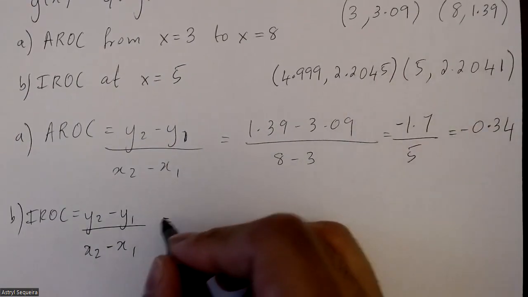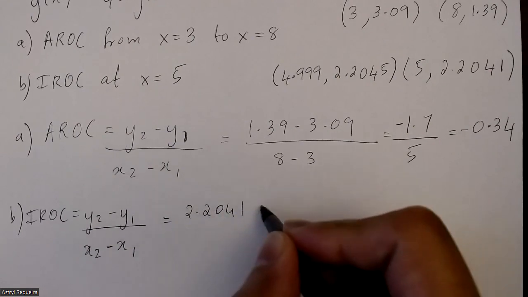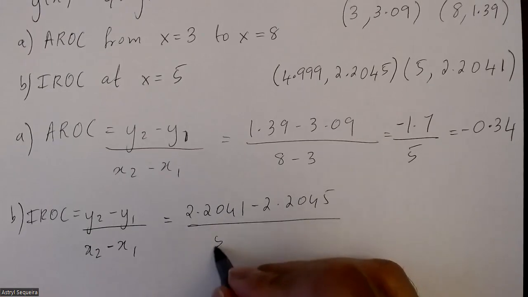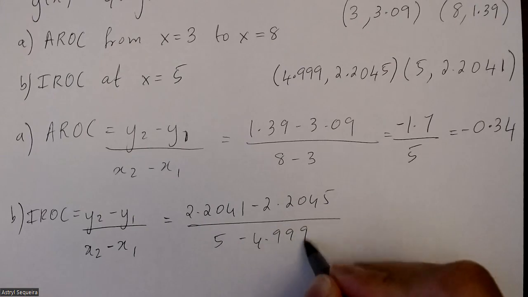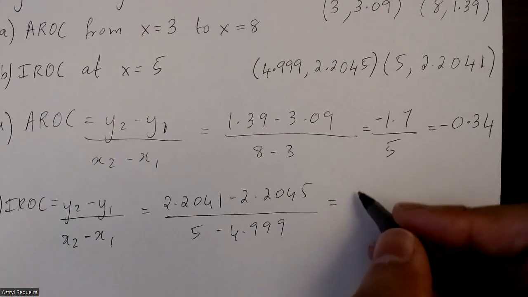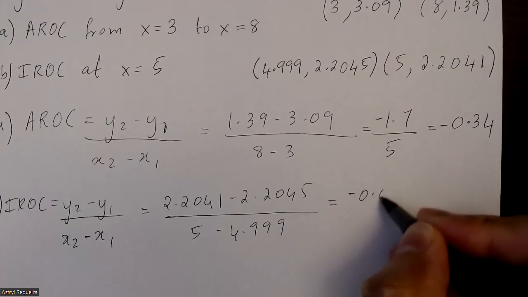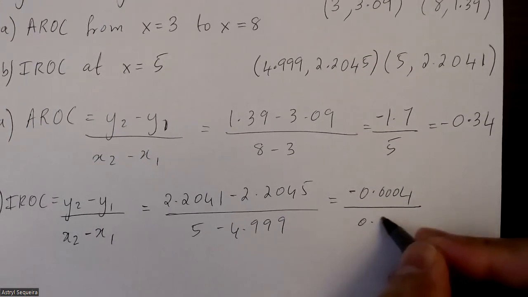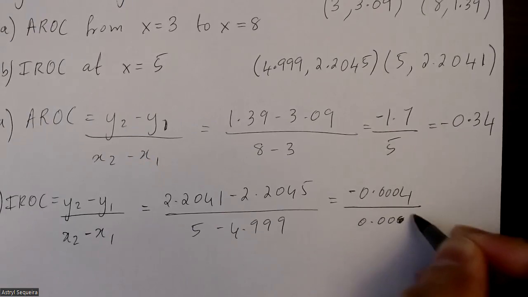So y2 minus y1, 2.2041 minus 2.2045 divided by x2 minus x1. Let me just calculate this. That's negative 0.0004 divided by 0.001.